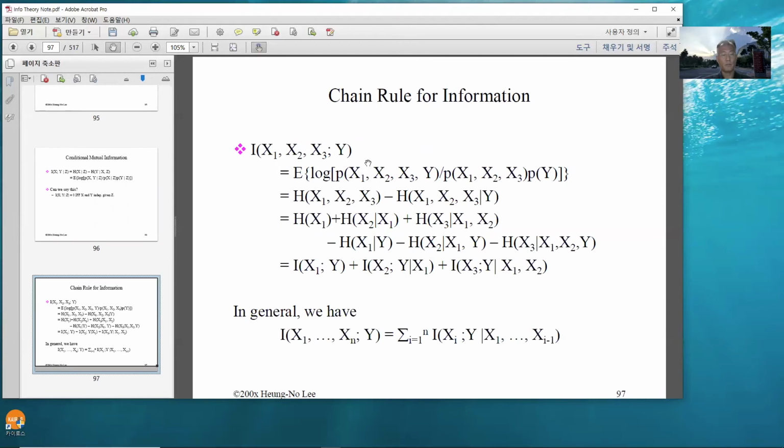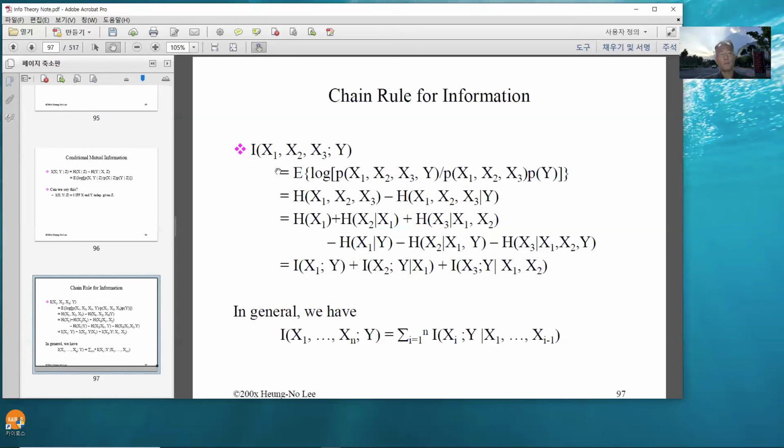And the chain rule for information. Let's consider this. You need to be careful here. I have commas right here, and then I have a semicolon right here. Mutual information is between two random variables. So in this case, you need to treat the first part as a vector random variable. So this is a vector random variable of x1, x2, x3. And then I want to know the mutual information between the vector and y. So this is the mutual information between this first part and the second part.